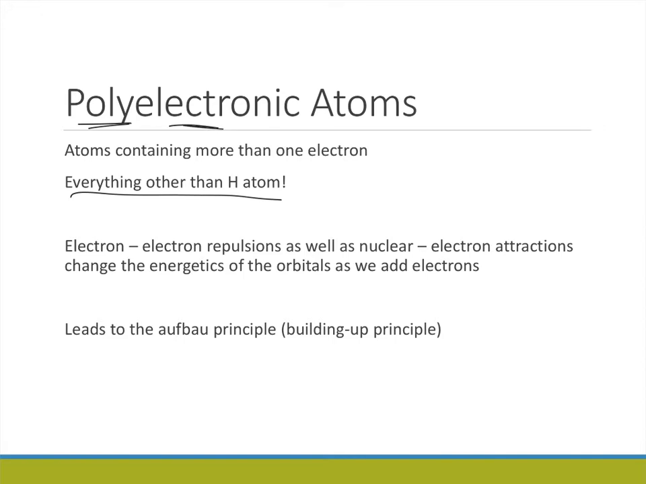Now, the problem, and we saw with Bohr's model, was he couldn't account for electron-electron interactions. Well, as electrons are added to an atom, we have a couple of different forces at play. We have the electron-electron repulsion between the electrons, and we also have the attraction of the nucleus for the electrons, and that's all going to change the energetics of the orbitals, okay? And this leads to what we call the Aufbau principle, or Aufbau actually means the building up principle.